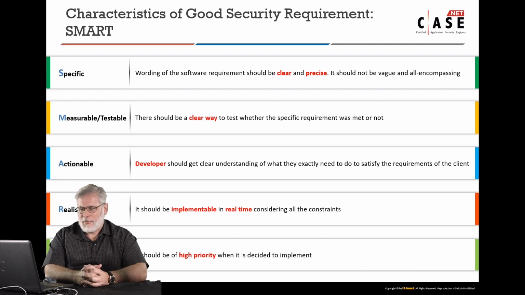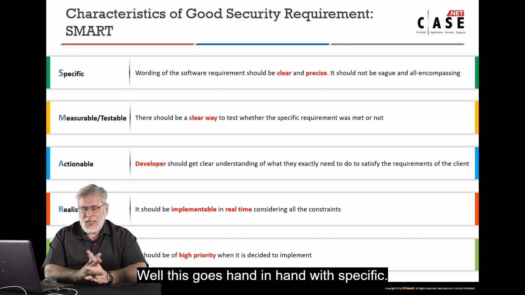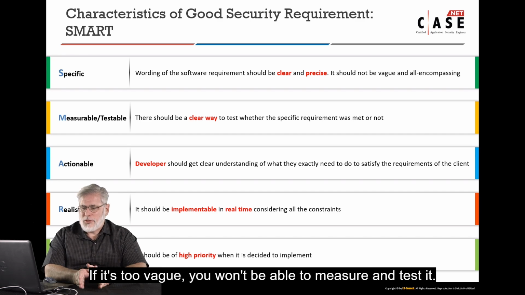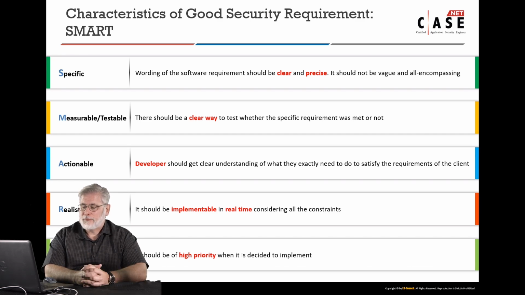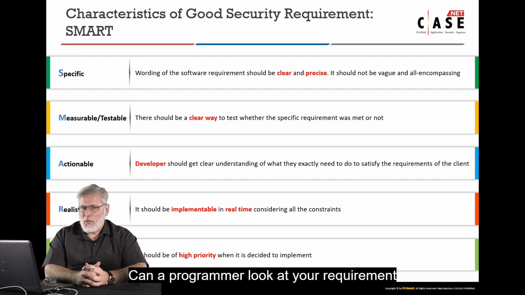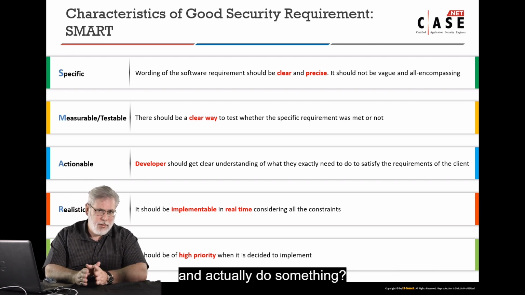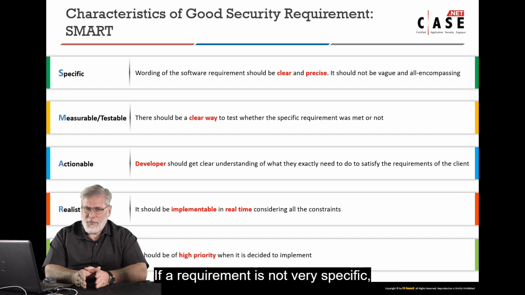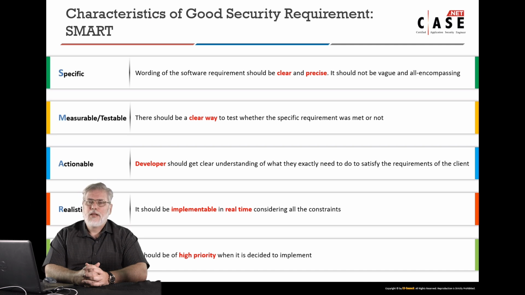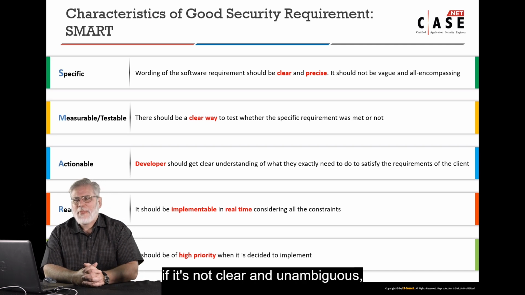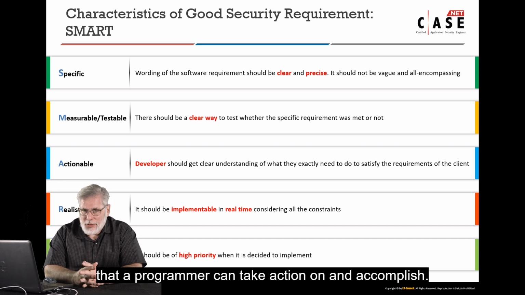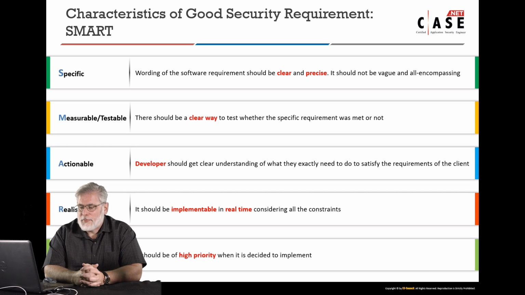That can be done. Measurable. Well, this goes hand in hand with specific. Is it possible to measure and test your requirement? If it's too vague, you won't be able to measure and test it. Actionable. Can a programmer look at your requirement and actually do something? Again, this goes right back to the specificity. If a requirement is not very specific, if it's not clear and unambiguous, then they're not going to be able to implement it. We need to make sure this is something that a programmer can take action on and accomplish.